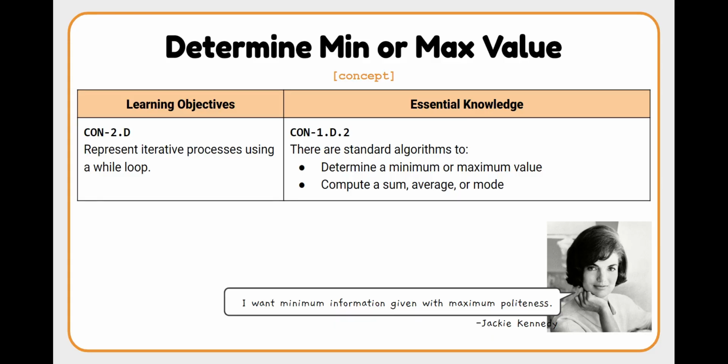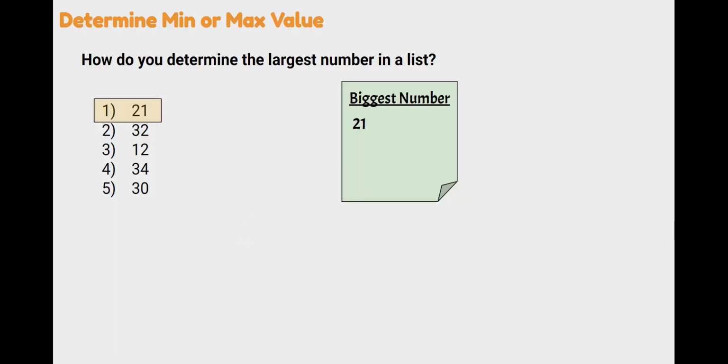Another common algorithm: determine a min or max value. Our learning objective: represent iterative processes using a while loop. Given a list of numbers, how do you determine the largest number in the list? Well, we have to keep track of what we think is the biggest number. The best way to do this is just to assume that the first number is the biggest number.